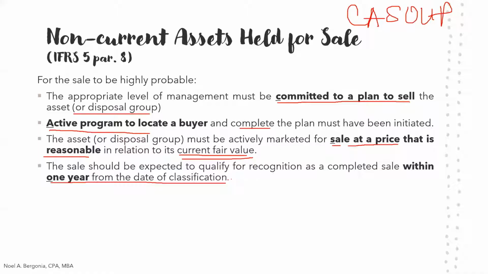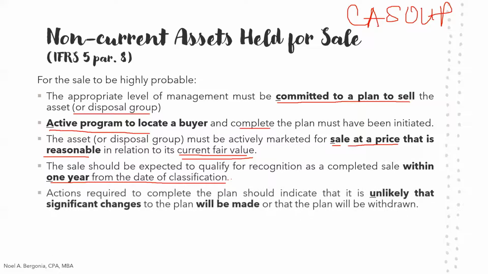Sir, is there a chance that it can be extended by more than 1 year? Let's see later in the succeeding slide whether there are provisions under IFRS 5 for an extension of a period of more than 1 year. But technically, under paragraph 8, to become a highly probable sale, it should be within 1 year from the date of reclassification.